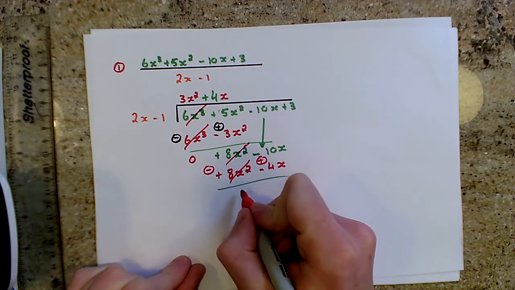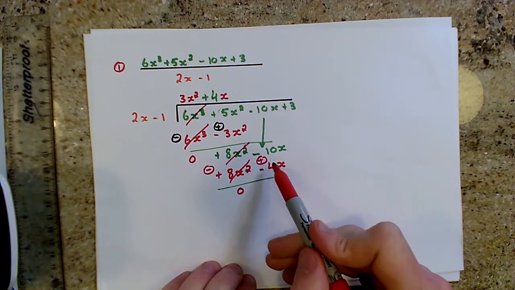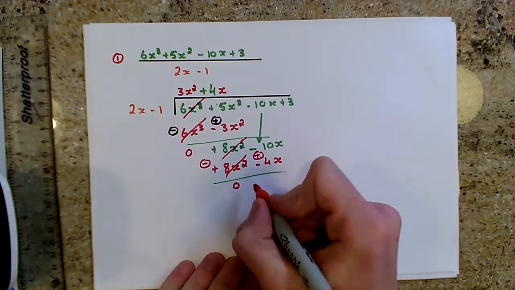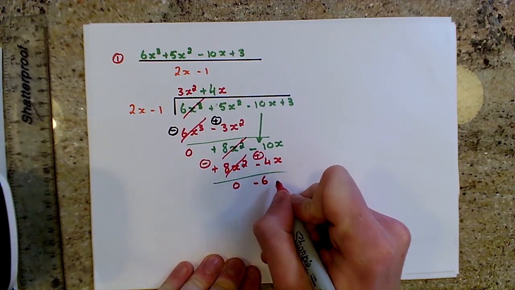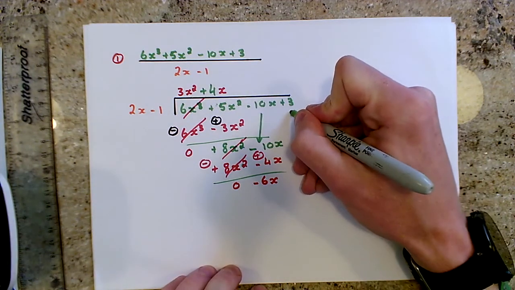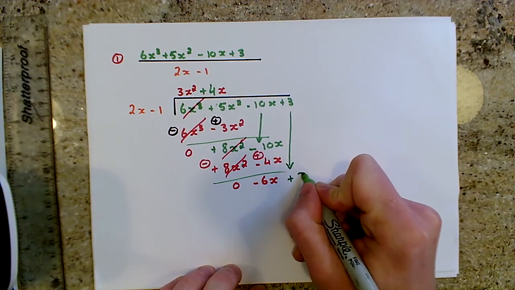These two guys will cancel, leaving a remainder of 0 as such. Again, don't need to have that there, but it's helpful to have it. And then minus 10x plus 4x, well, that would give me minus 6x. Okay, and now I bring down my final value, which is plus 3.